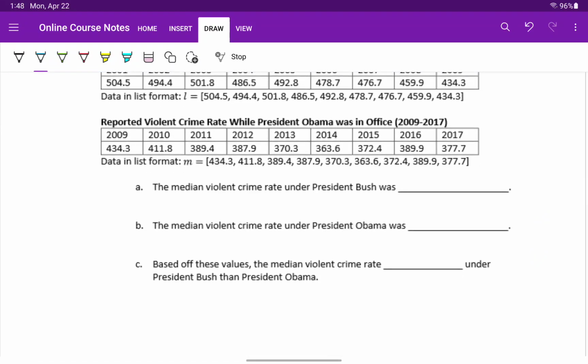And what we see is that the median violent crime rate under President Bush was 486.5, and under President Obama was 387.9. So based off these values, the median violent crime rate was higher under President Bush than President Obama.